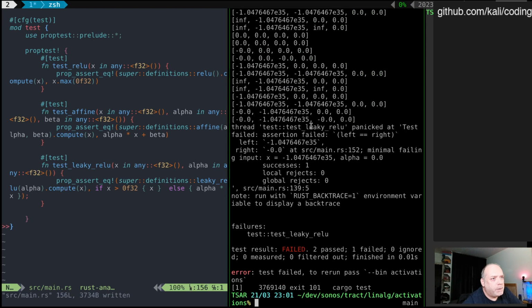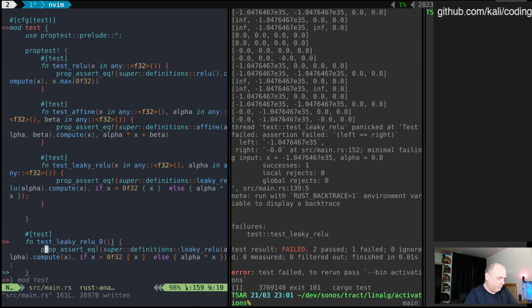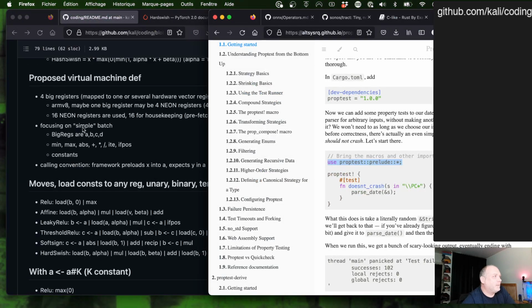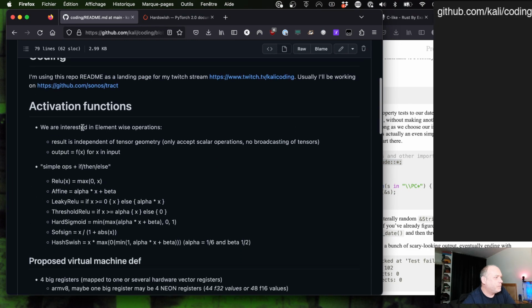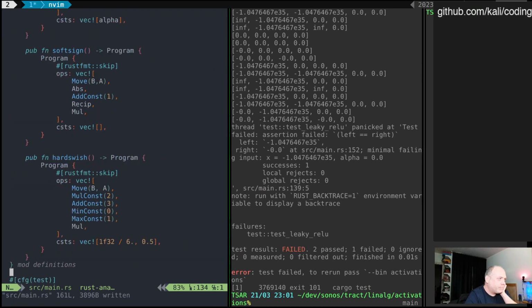It's because it picked a negative alpha. That's a guess, really. Minimum failing input, alpha equals 0. No. Okay, let's do it again. We have a constraint here: alpha must be positive, or else the alpha x changes sign, and then our positive test doesn't work anymore. I'm not sure it's specified that alpha has to be positive, so it's a bit risky. We can probably find a better implementation.